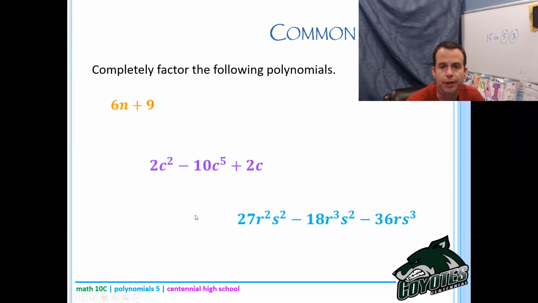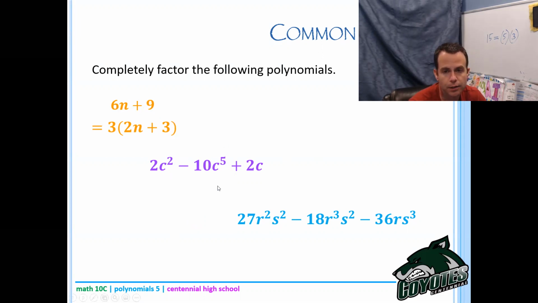Okay, let's try these three. 6n plus 9, I'm looking at a 6 and a 9. N is not common, but between the 6 and the 9, I could take out a 3. So I take out the 3 and I'm left with 2n plus 3. Okay, 6n divided by 3 is 2n, and 9 divided by 3 is 3.